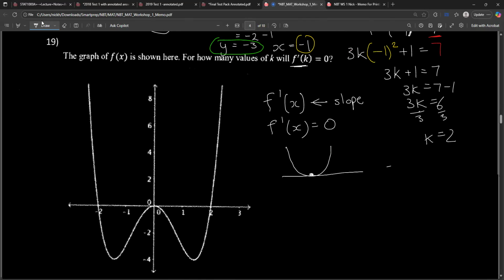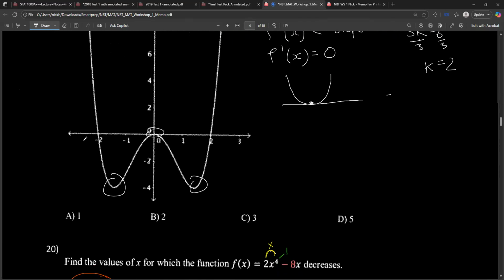So what are we saying? When you see something like this, it's saying how many values of k will f have? So k is some number. What this is basically saying is how many turning points? 1, 2, 3. Isn't that much better, right? And we should go down and we should find the answer of 3.